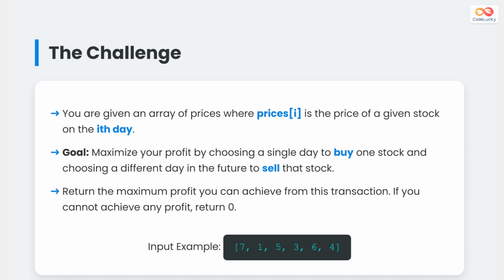Here is the problem statement. You are given an array of prices where each element represents the price of a given stock on a specific day. Your goal is to maximize your profit by choosing a single day to buy one stock and a different day in the future to sell that stock. If no profit can be made, you should return 0.